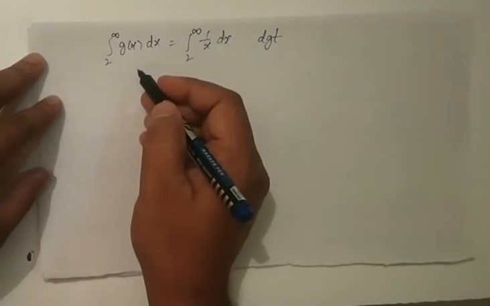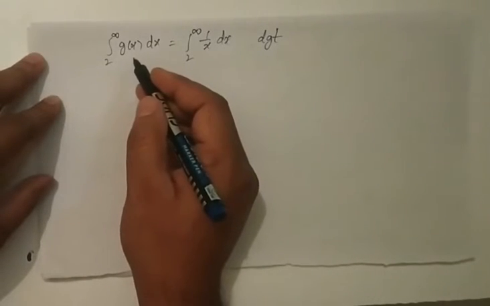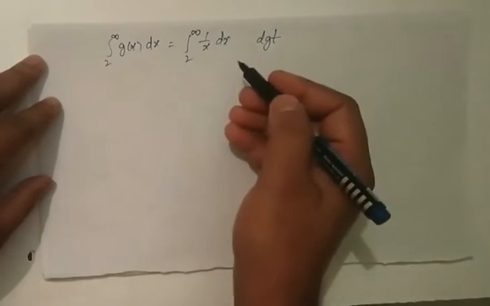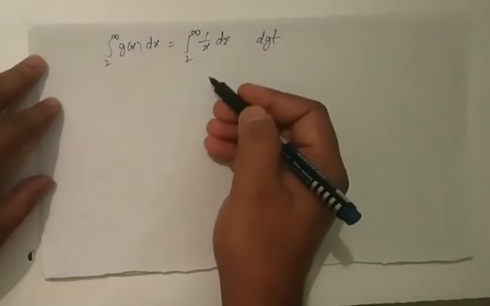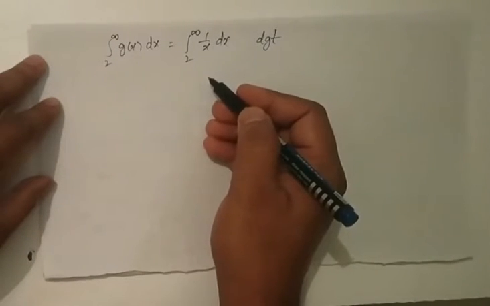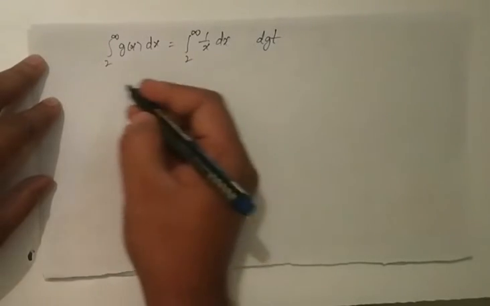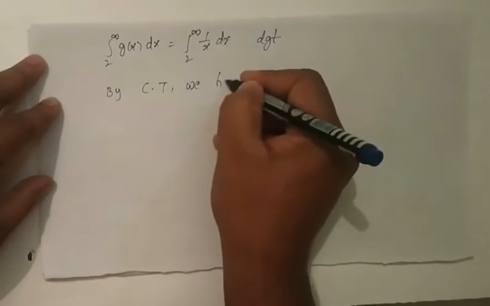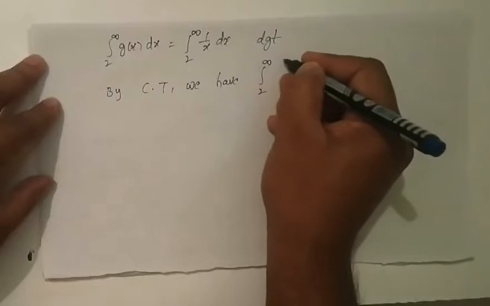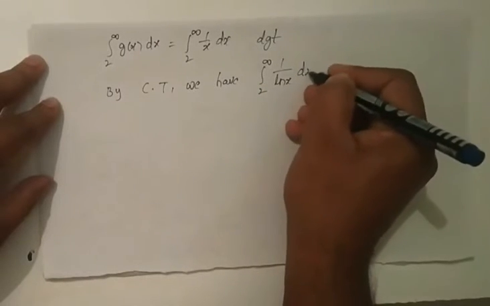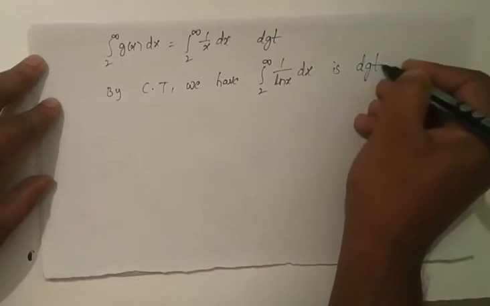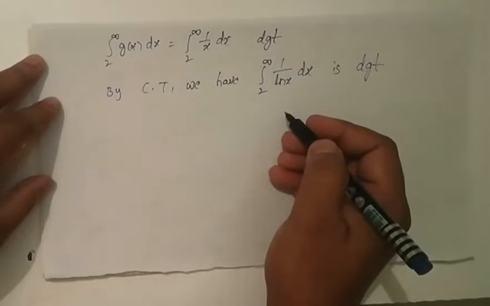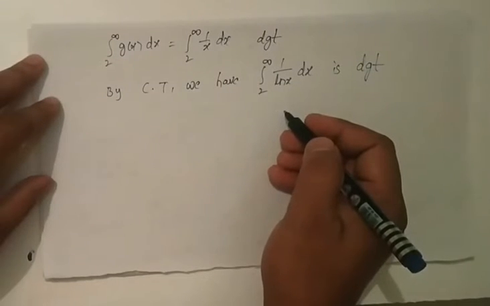What is the comparison test? If the integral of the smaller function is divergent, then we can say that the integral of the bigger function is also divergent. So what is the bigger function here? It is the integral from 2 to infinity of 1 by ln x dx. Therefore, by CT, that is, by the comparison test, the integral from 2 to infinity of 1 by ln x dx is divergent, because it is the integral of the bigger function.